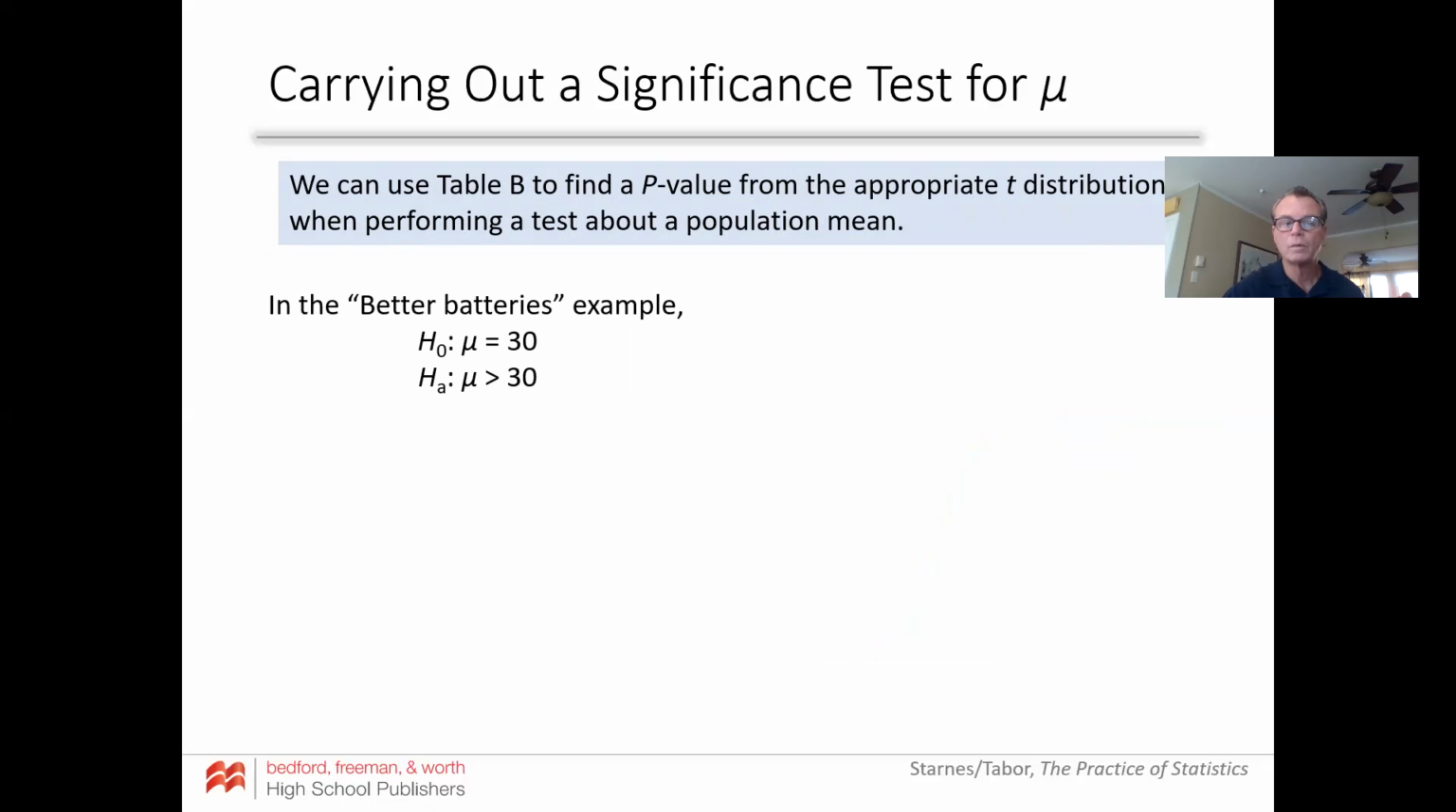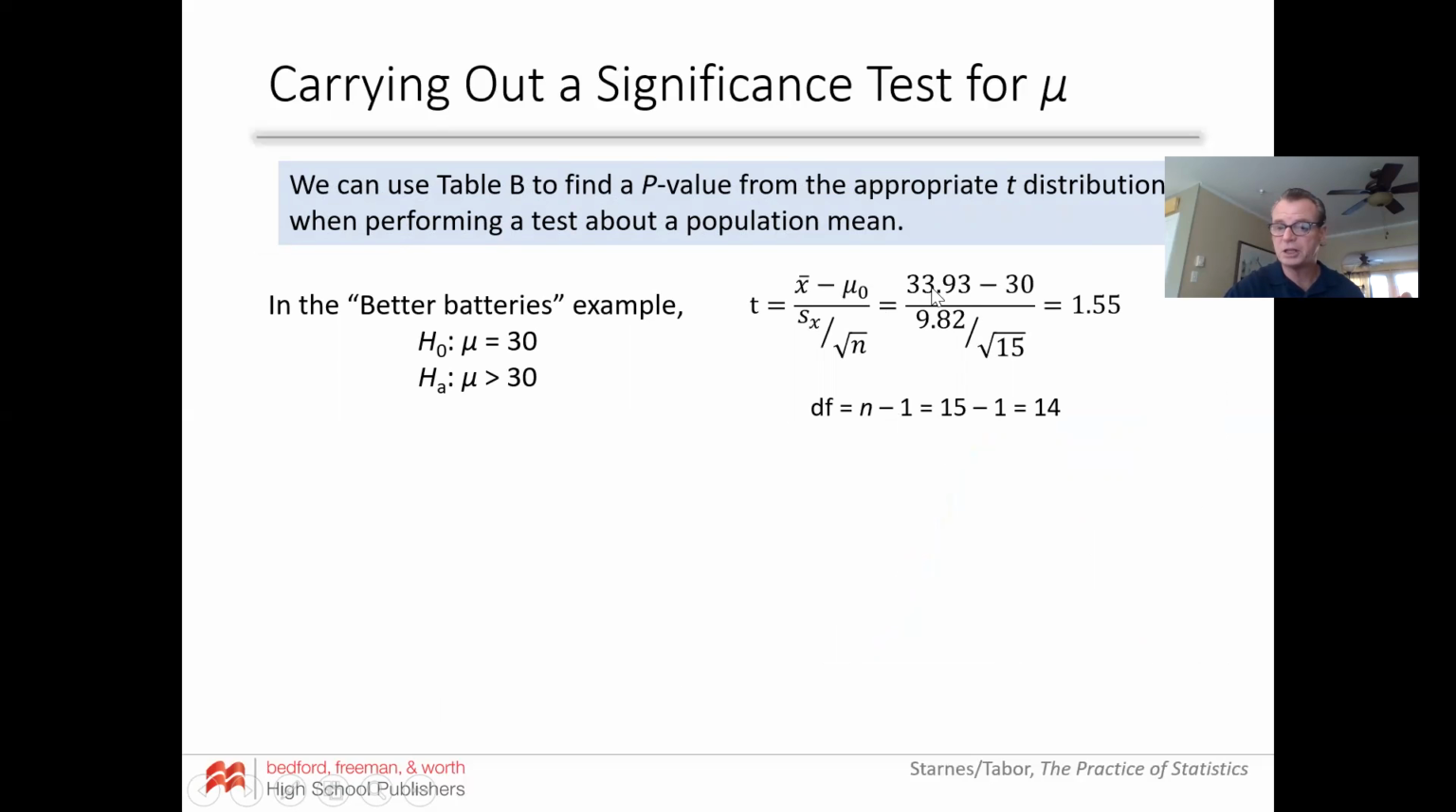So, batteries. We're testing to see. The null is that the average life of the battery is 30 hours. The alternate is we have better batteries and it's greater than 30 hours. So what happened? Well, look at these numbers. You see where they're coming from? Your sample statistic was 33.93. That's better than 30. Yes, but is it statistically significantly better?